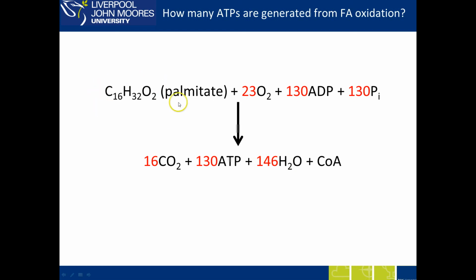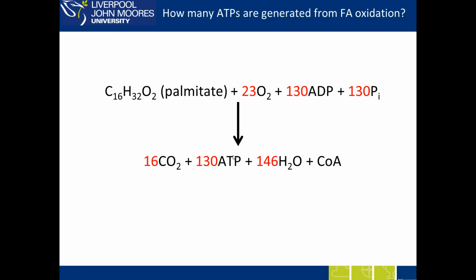So if we look at this fatty acid here, this is the formula for palmitate. We require 23 molecules of oxygen to oxidize palmitate, and 130 ADPs and 130 phosphates. And that allows us to generate 130 molecules of ATP, as well as other byproducts like CO2, carbon dioxide, and water. But the important thing to note is that lipid metabolism allows us to generate a huge amount of ATP. It's just a slightly slower process.